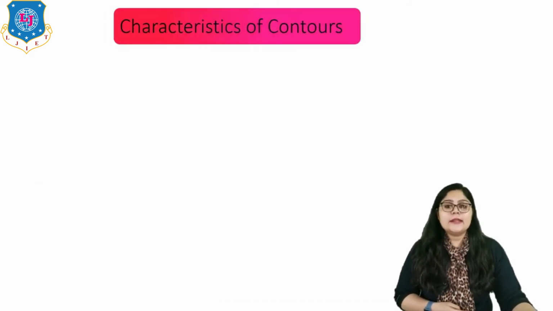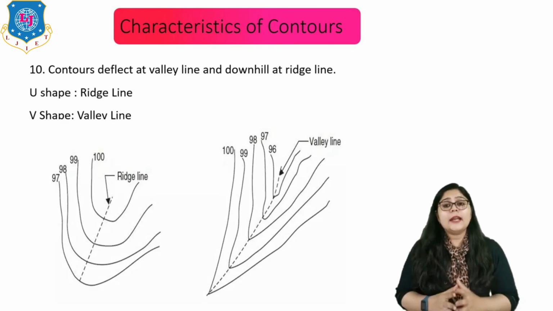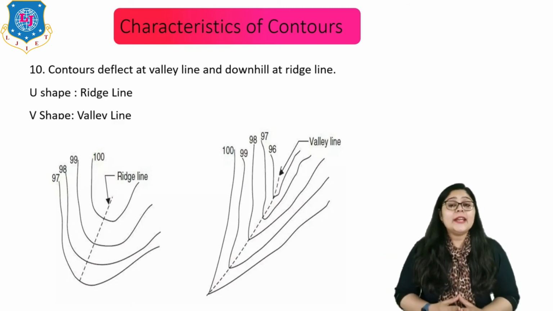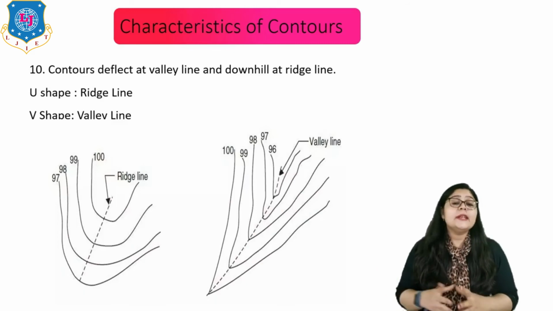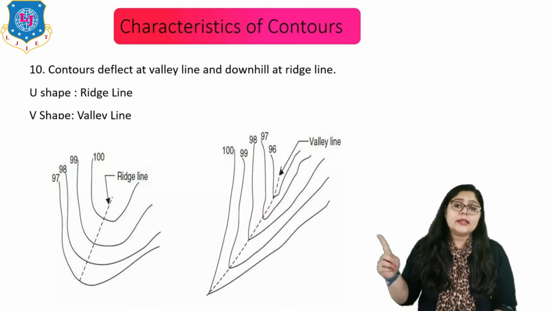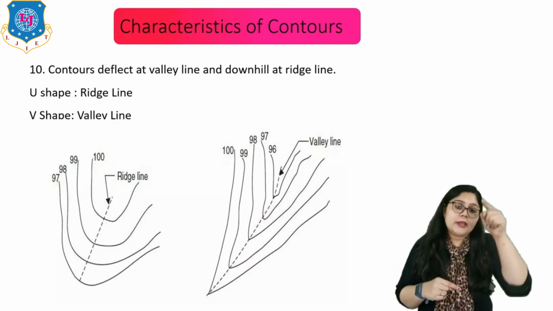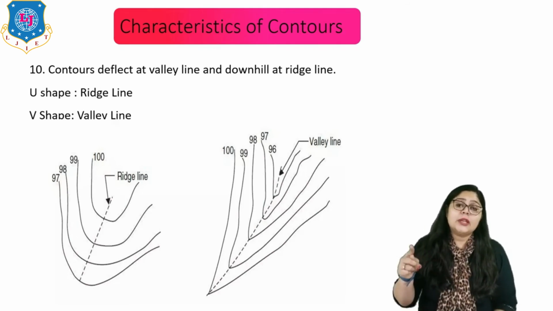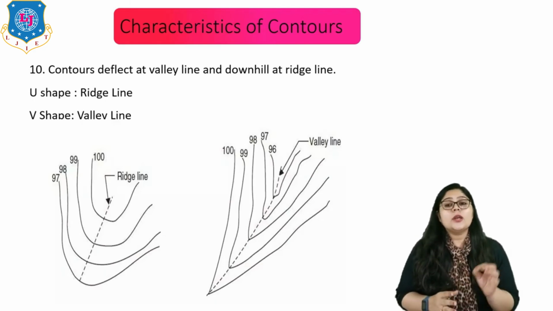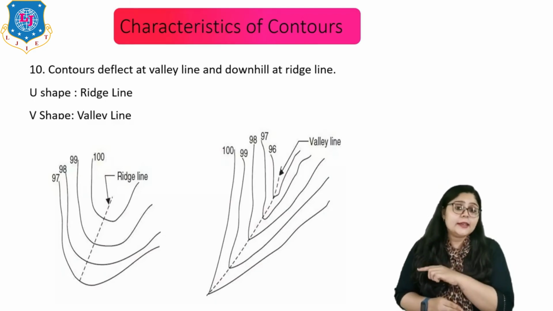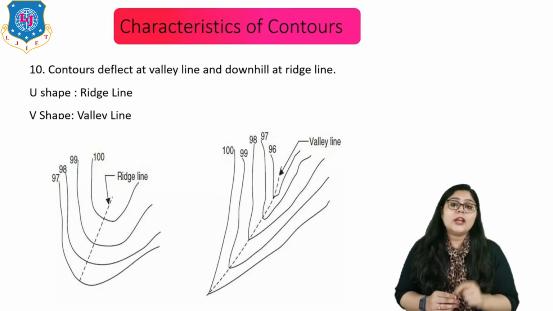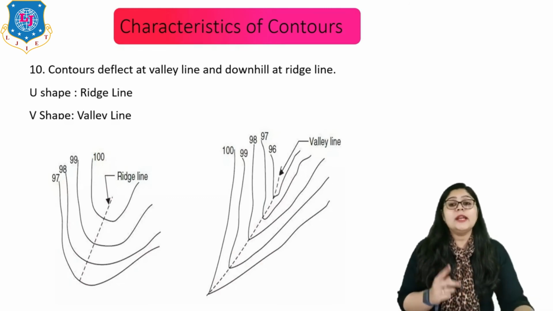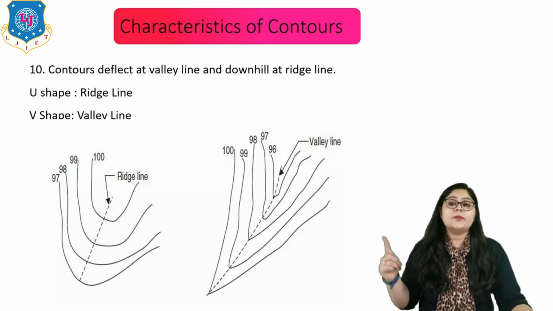Now, the 10th one says that the contour lines deflect toward the valley line and downhill at the ridge line. So here you can see U shape is indicating that it is a ridge line and V shape is indicating that it is a valley line. The ridge line means a line passing from the apex points, right? Same way the valley line passes from the apex point. Now in the ridge line portion in figure 1, you can see the center value is 100, then it is decreasing. It means it is a hilly area. And for the valley line, you can see the center value is the lower one and the outer value is the higher one. It means a valley area. So this is the indication for ridge line and valley line having a specific shape.